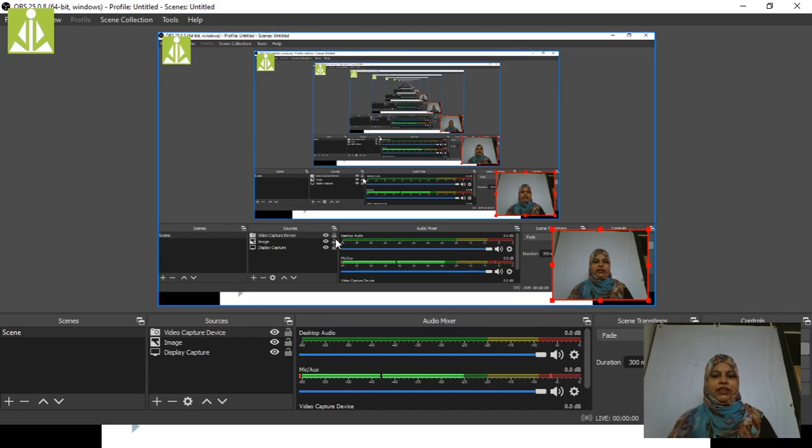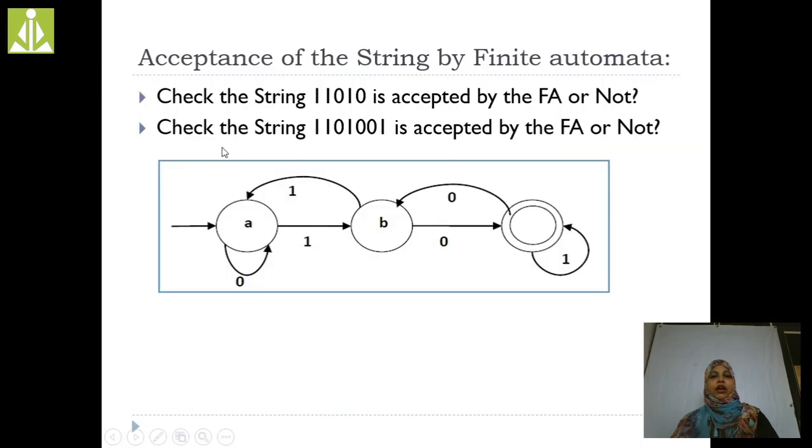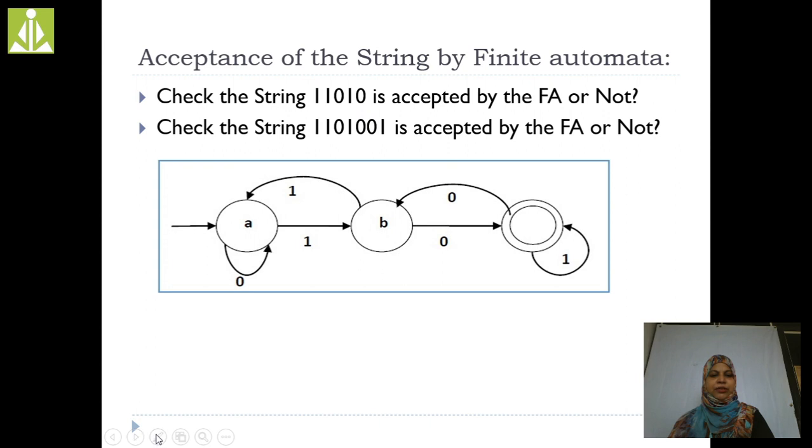Welcome back, students. In this session I am going to discuss how a particular string is accepted by a finite automata. Here this is the finite automata, and we will see how the string is going to be accepted by it.